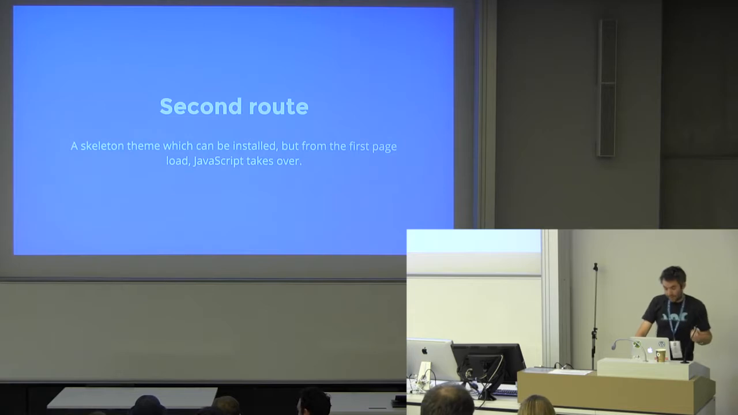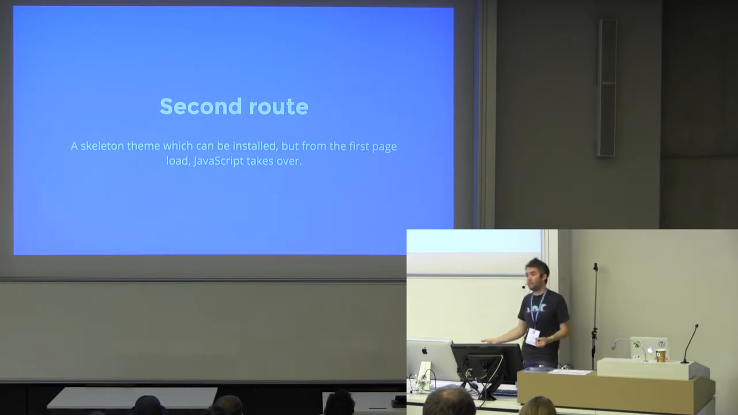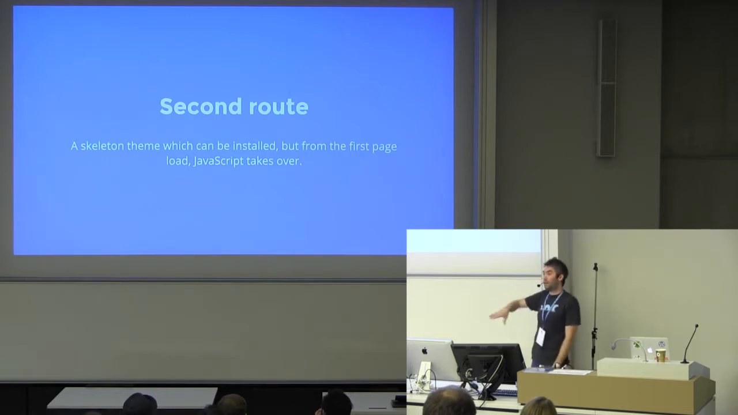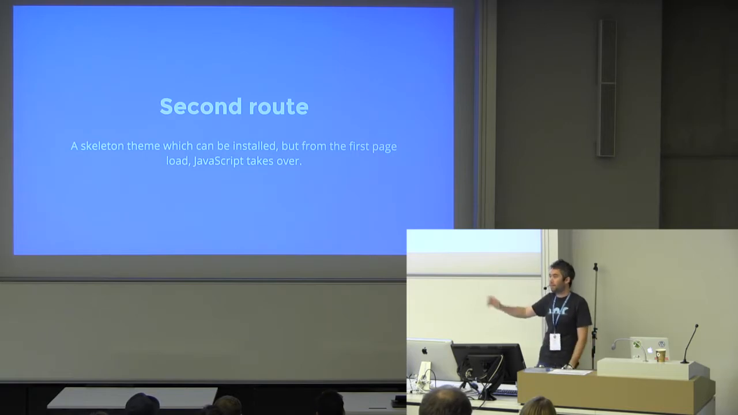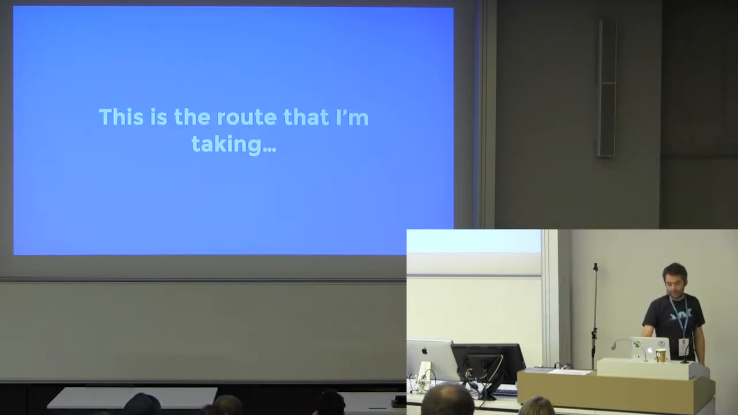The second route, which I think is possibly better, is to have a skeleton theme, which can be installed. So you have an index.php, and you have a style.css, which all themes have. And then you don't necessarily need much else, because the rest of what you're going to have is going to be JavaScript. So the user can take your theme, install it, and you can do all this weird and wonderful stuff from that moment, which is pretty exciting. So that's the route that I'm taking.